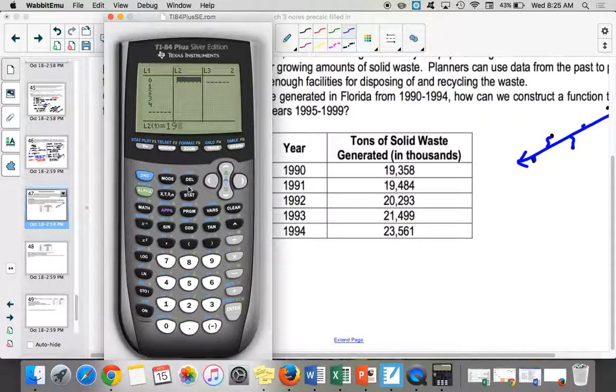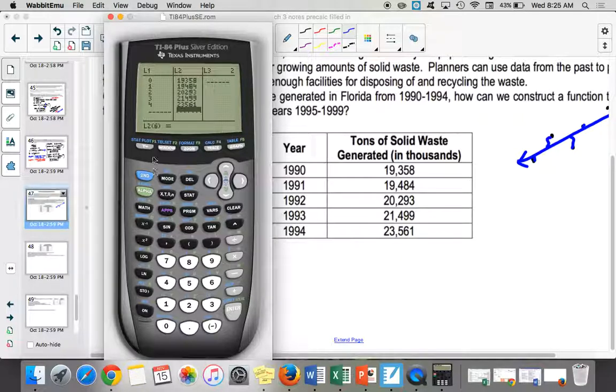So we have 19,358, enter, and then 19,484, enter. 20,293, enter. 21,499, enter. And 23,561, enter. Okay, so we have both columns in. Does this make sense, how we put them in?